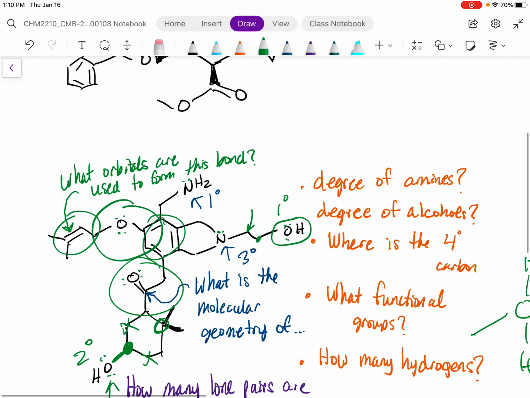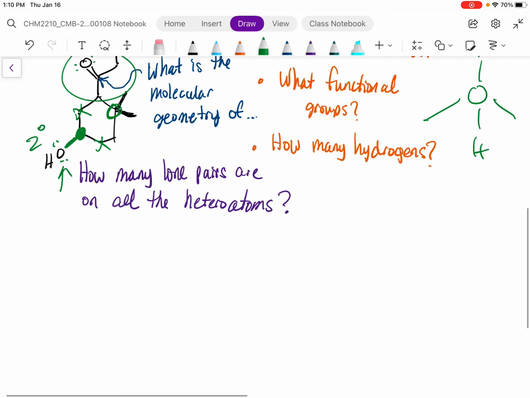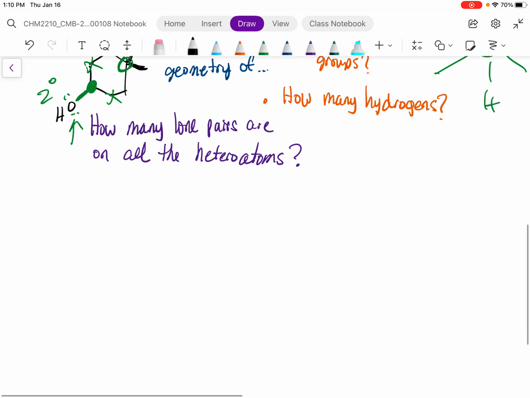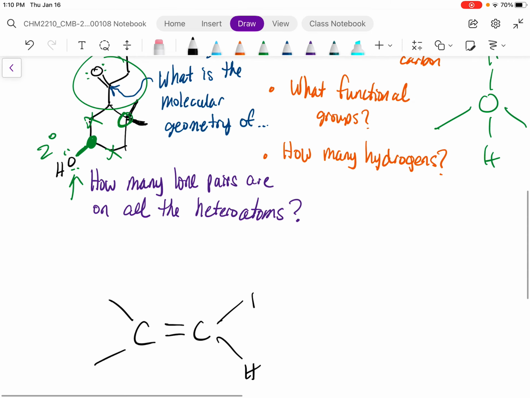Let's see, what orbitals are used to form this bond right here? So we have to use valence bond theory. And we know that what we have here is a carbon double bonded carbon, then we have something like that, and we have a hydrogen here and some R right there. But I'm worried about this bond right there. What orbitals are used?